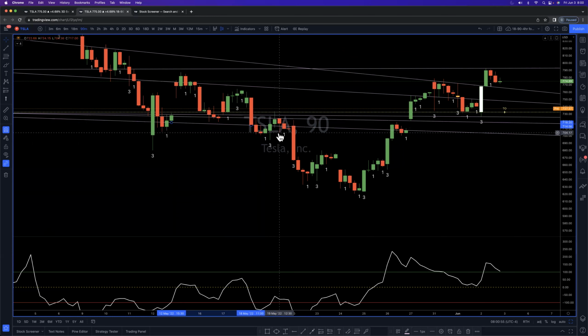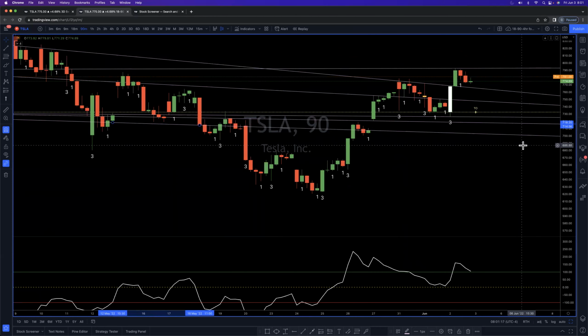We got this two down guy right here. That'll cover this range and this range. Two down, two up, two down here. Depending on the time of the day, that'll be pretty close. Did you see that? Did Tesla really just gap up?